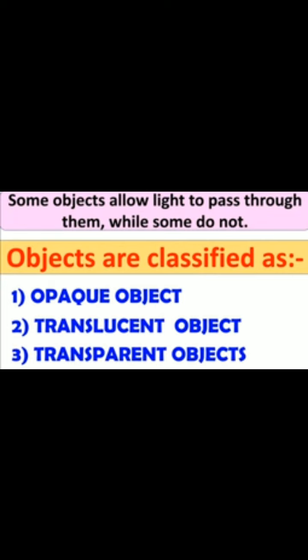Now we will discuss in detail with their definition and examples. Let's see. First is opaque objects. Objects that do not allow any light to pass through them are called opaque objects. Let's perform an activity to understand this topic.